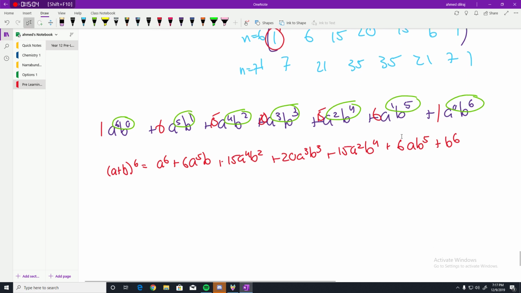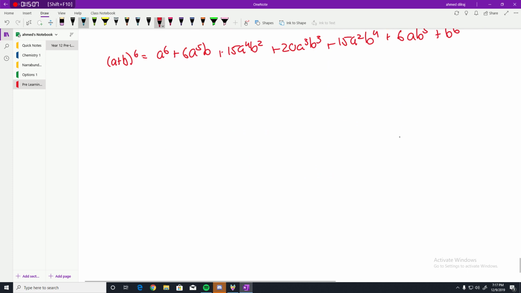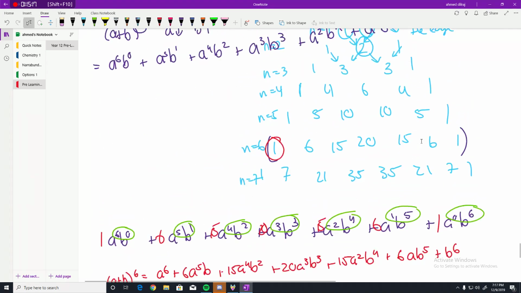So I'll quickly just give you guys one to do. So can everybody please do a plus b to the 9? Oh, that's way too much. Let's just do 5. Can everybody? No, let's just do 7. Can everybody do a plus b to the 7? I'll quickly show you guys the 7th line of the Pascal's triangle. So type 1 when you're done.